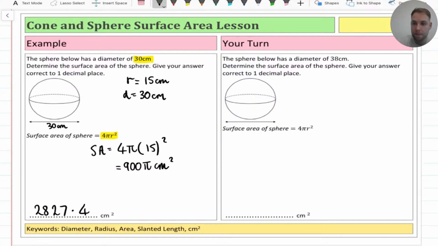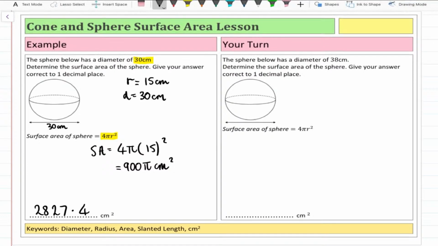Have a little go at the one on the right-hand side.